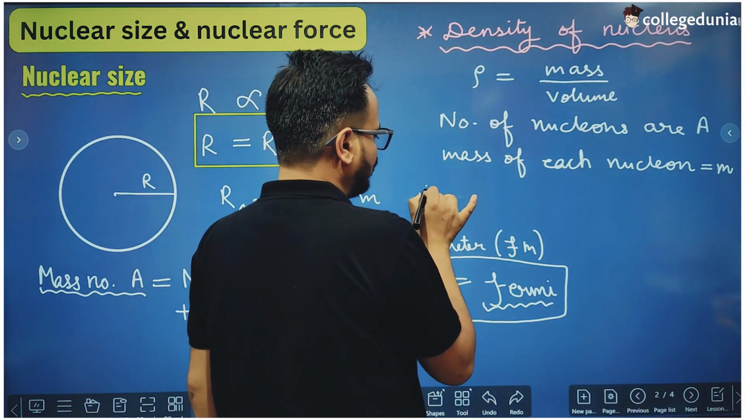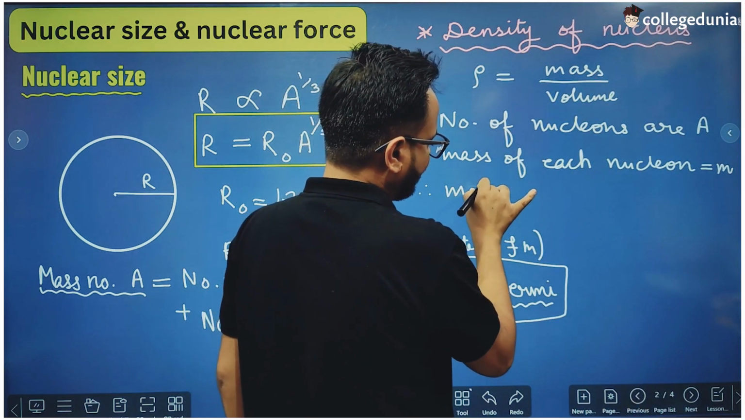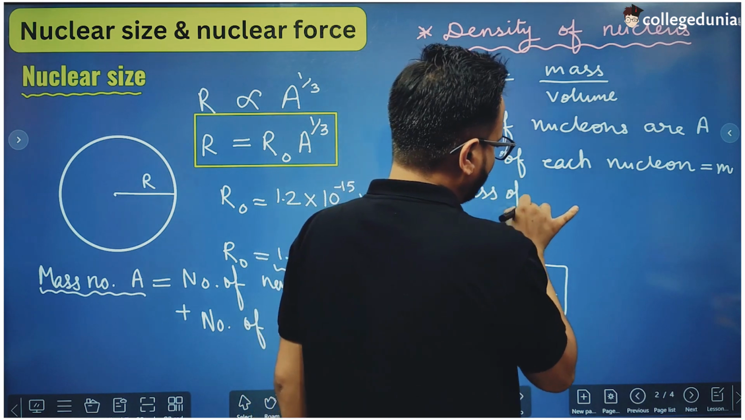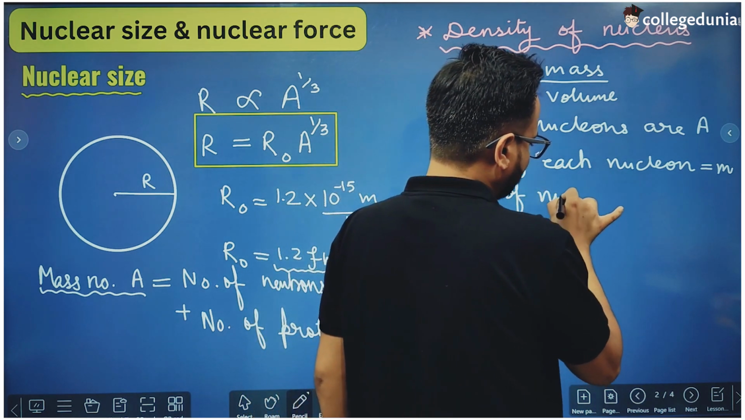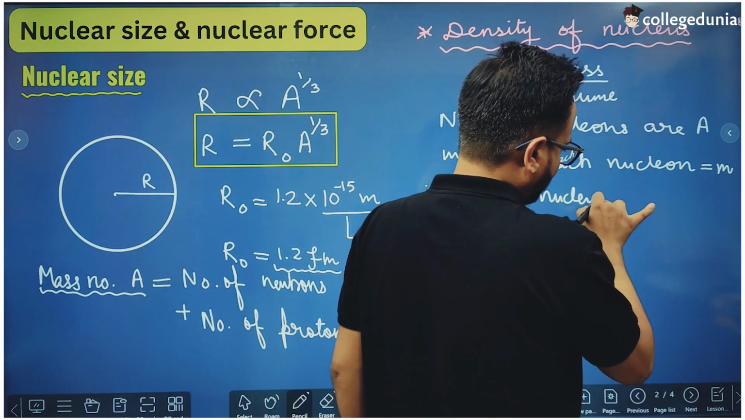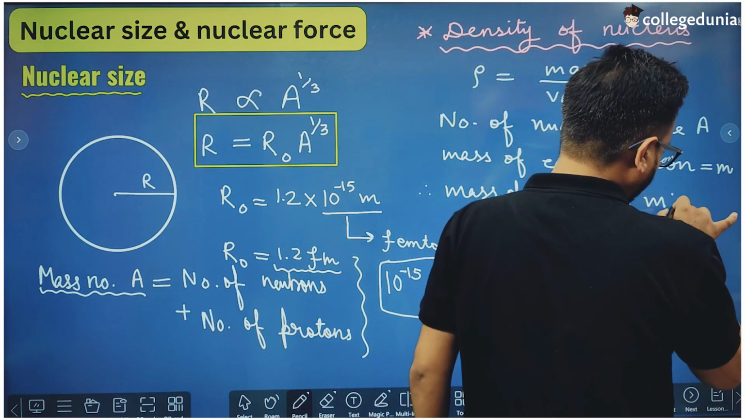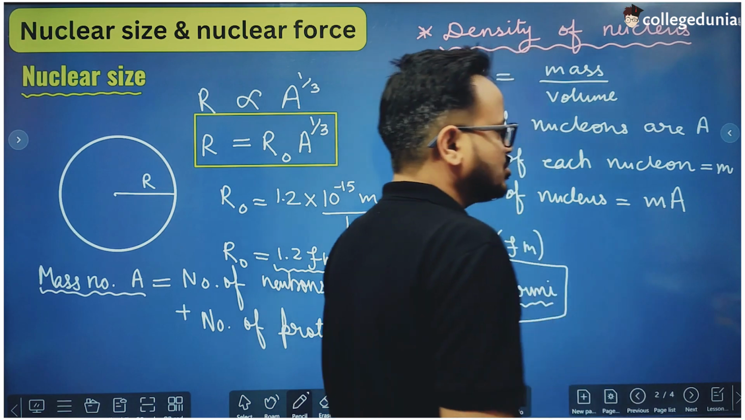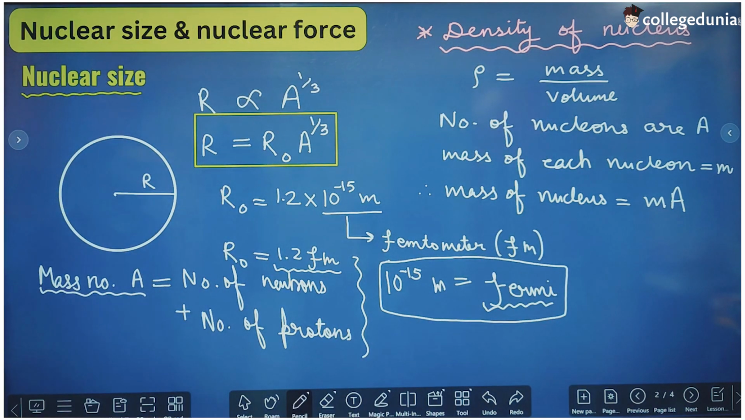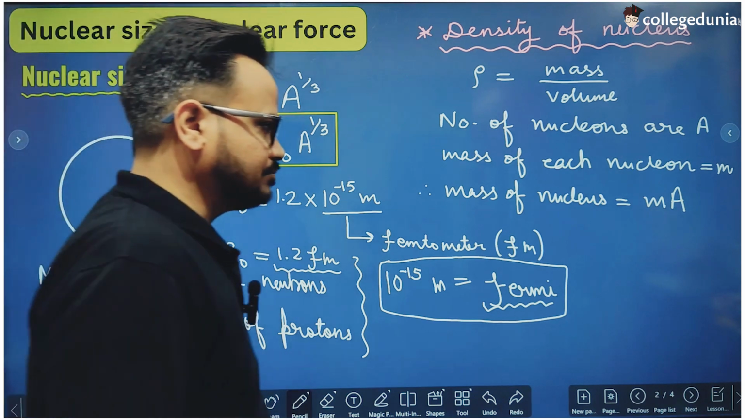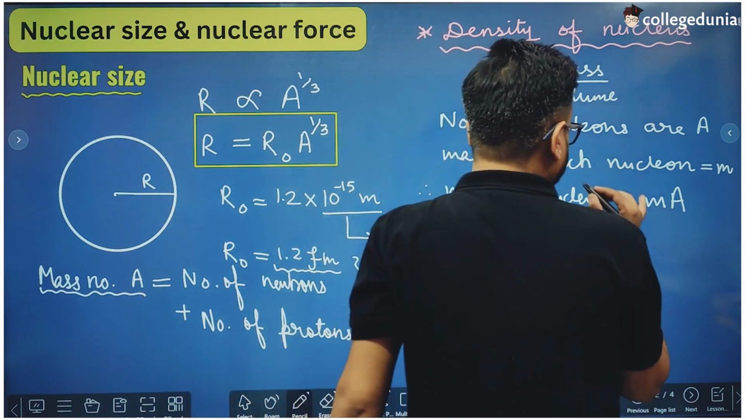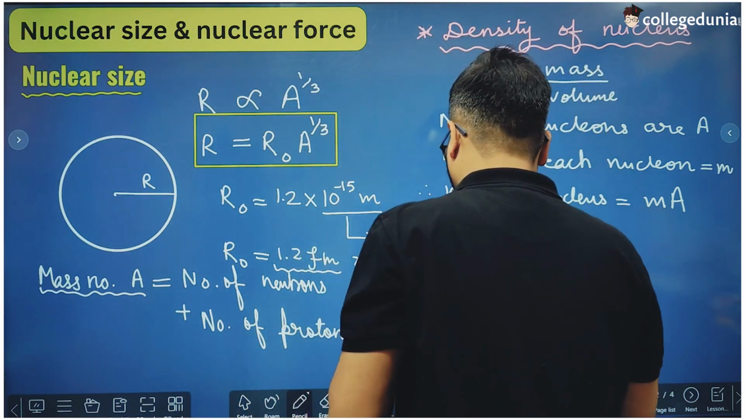Therefore, the mass of the nucleus is m into A. Mass of nucleus is m into A, right? Okay, so what is density? Density is mass per unit volume.